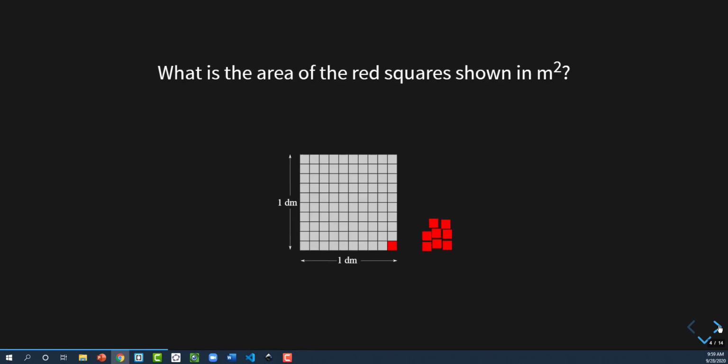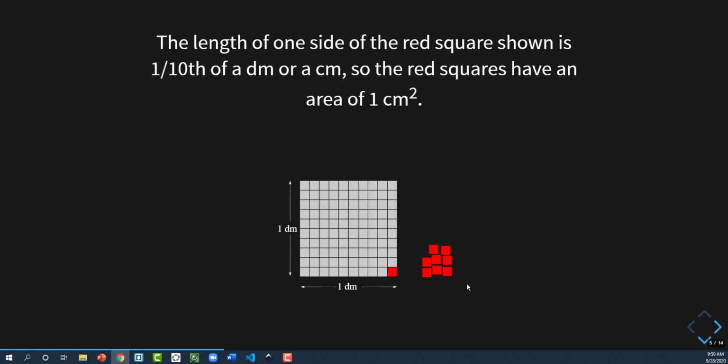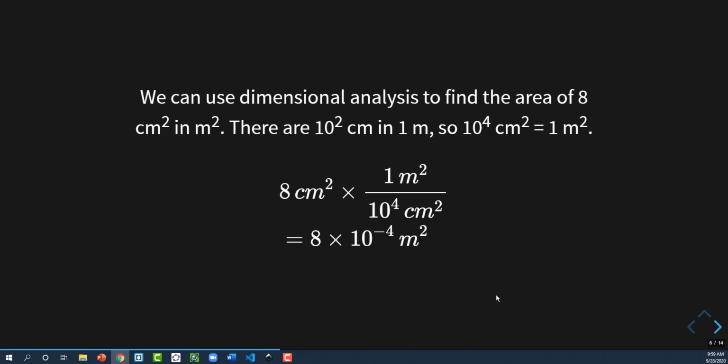This time it's the same basic question. We still see 8 centimeter squares from before, but we would like to know what the area is in square meters. So the first part is the same logic. I can see that that little length dimension here is 1/10 of a decimeter, so those must be centimeter squares. And now comes the new part. I have the 8 centimeter squares. That's how many little red squares I have. But what is that in square meters?